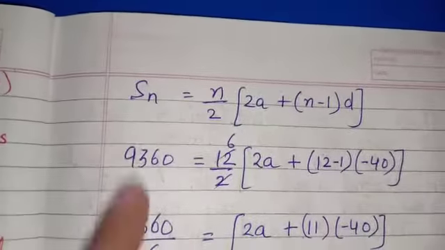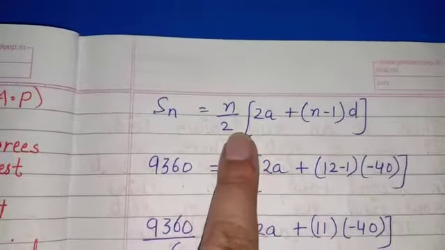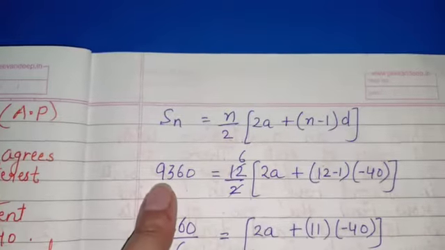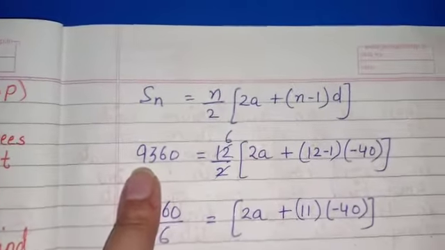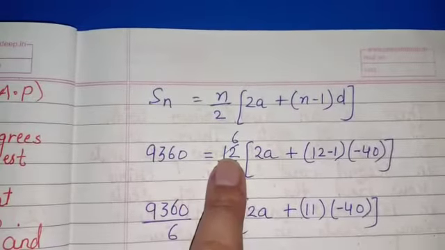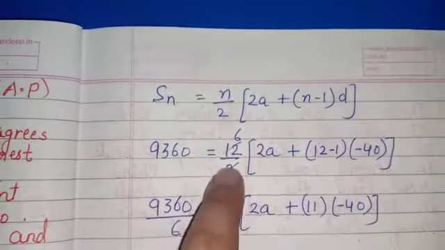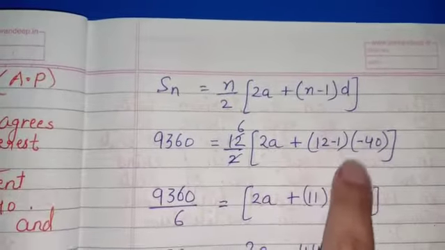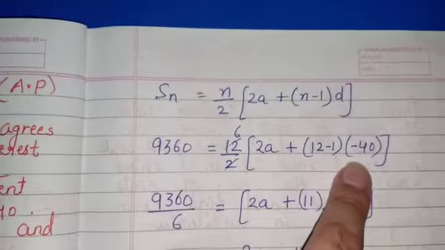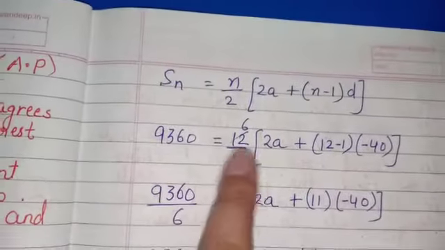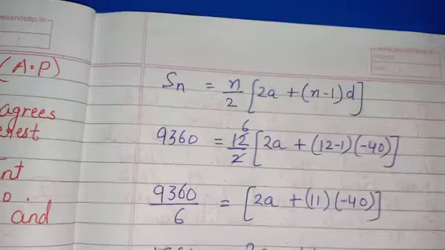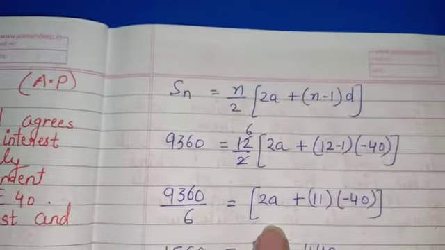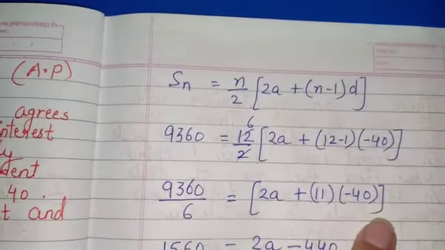Then by using the formula Sn equals n upon 2 into 2a plus n minus 1 into d, as we have done, Sn means the sum of the terms, that is 9,360. Total installments is 12, in place of n we have kept 12. 2a, we don't know a. n is 12 again, and the common difference is minus 40. That's why I have kept it in the bracket. Now, 2 sixes are 12, so this 6 will come here, it will be in the division, right? So it is equal to 2a plus 11 into minus 40.